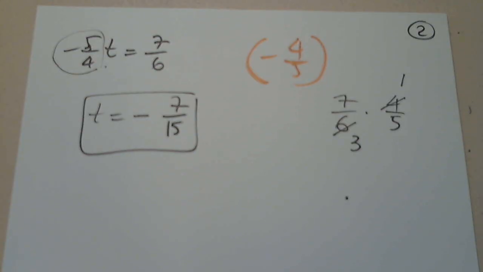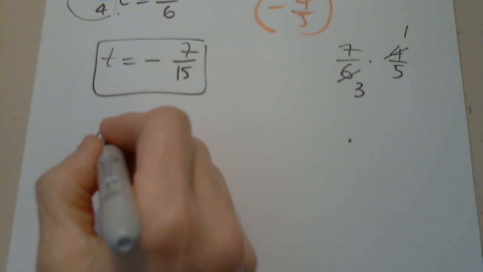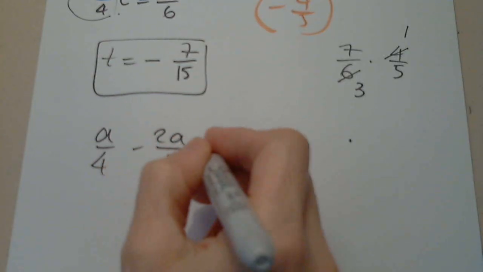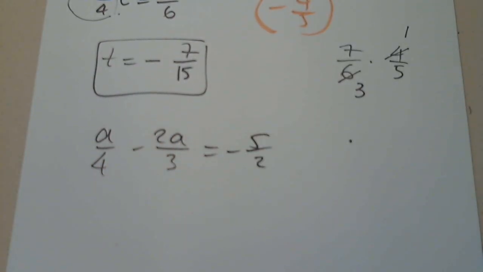Any questions? Don't be shy, please. Okay, so we have here this equation. Yes or no? Anybody, yes or no? Same concept as the other one. Yes, we have to multiply. Yes, so a/4 minus 2a/3 equals negative 5/2.